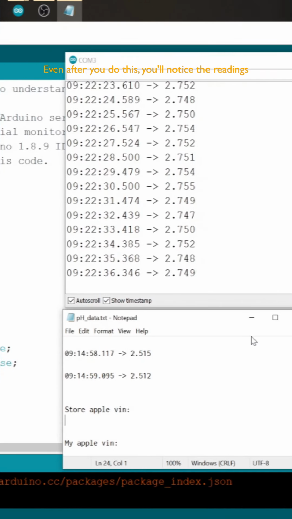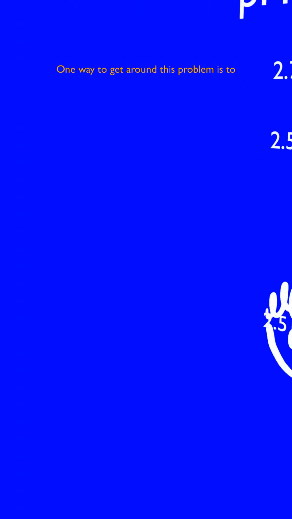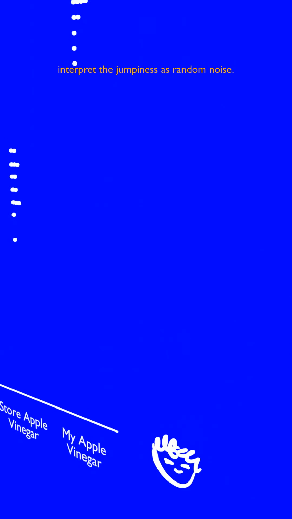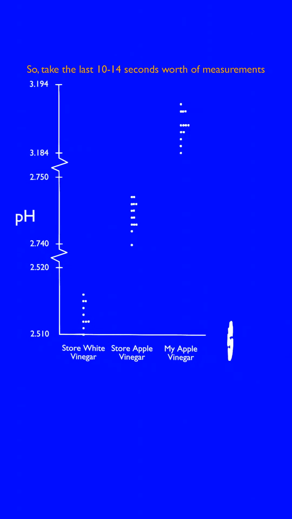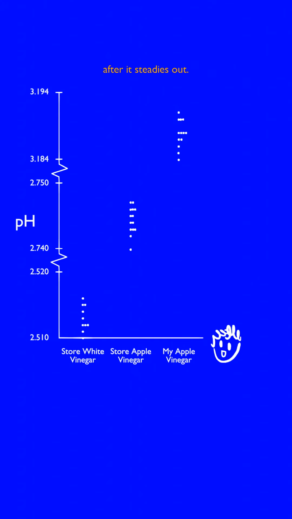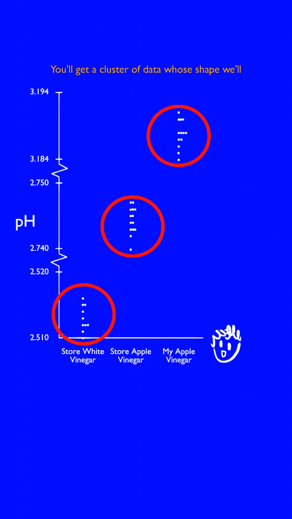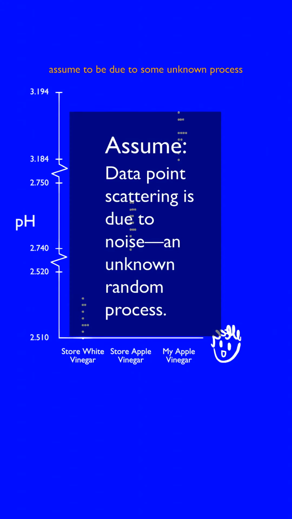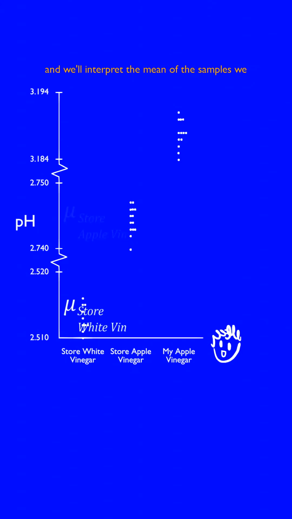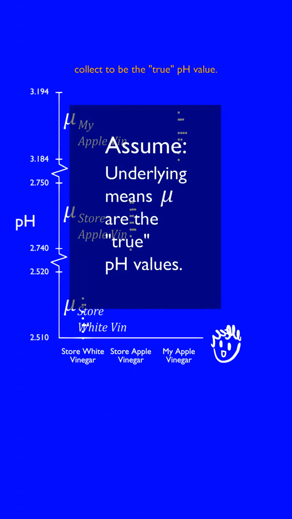Even after you do this, you'll notice the readings jumping around a little. Which number do you write down? One way to get around this problem is to interpret the jumpiness as random noise. So, take the last 10 to 14 seconds worth of measurements after it steadies out. You'll get a cluster of data whose shape we'll assume to be due to some unknown process, and we'll interpret the mean of the samples we collect to be the true pH value.